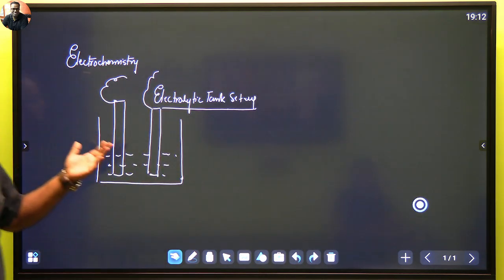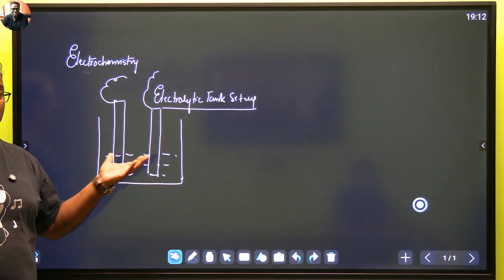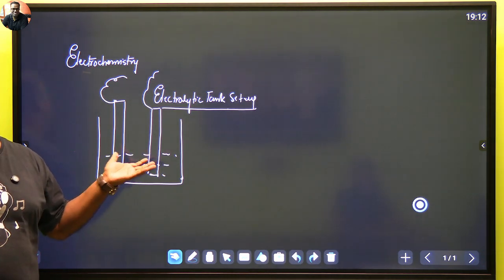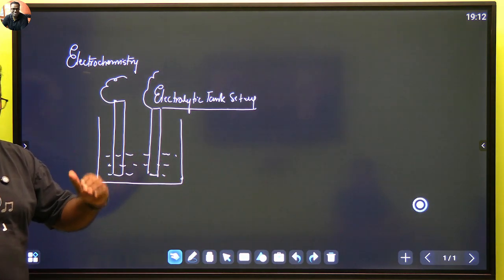Usually children memorize it saying that cathode is negative, as I used to say, CN Cartoon Network, cathode is negative, and AP Andhra Pradesh, anode stands for positive. No, not like that. That is generally for a lower grade student.